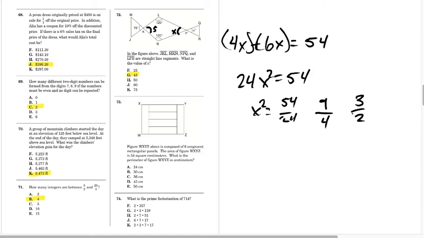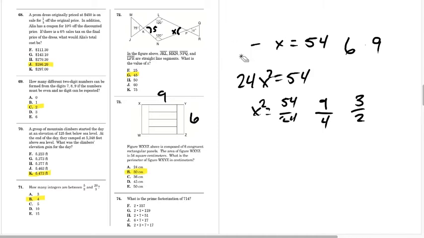Now we just plug this back in. So 4 times 3 halves is 6. 6 times 3 halves is 9. And 6 times 9 is 54. So we know now that this is 6, this is 9, for a perimeter of 30. 9 plus 9 plus 6 plus 6 is 30.